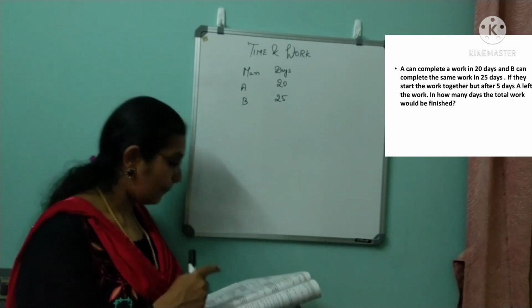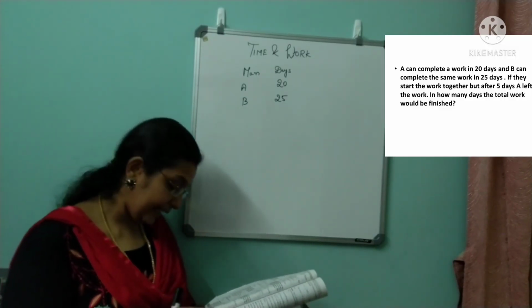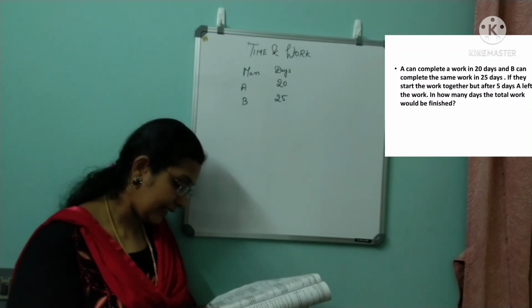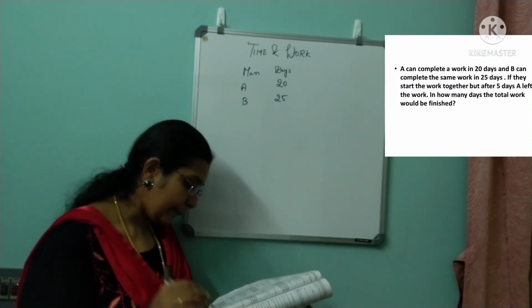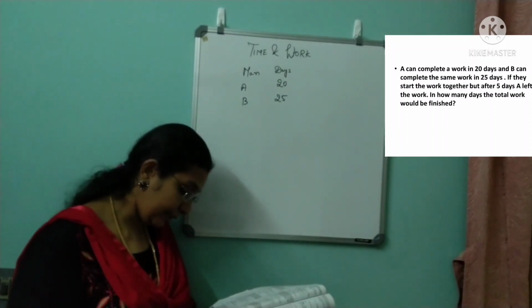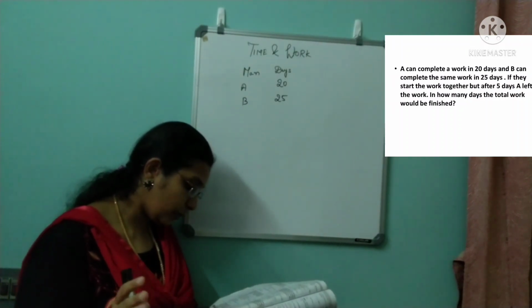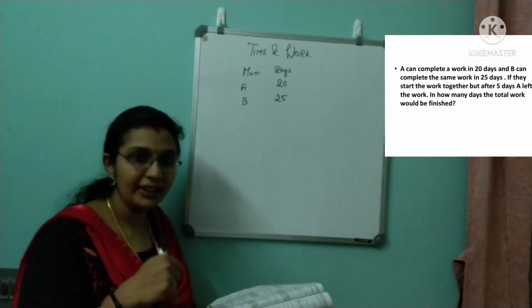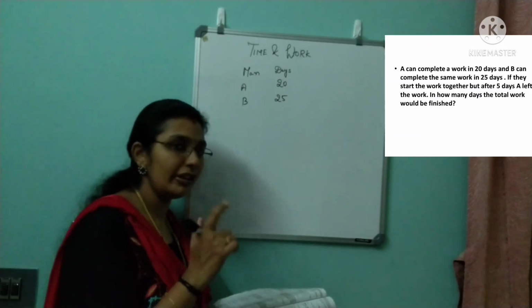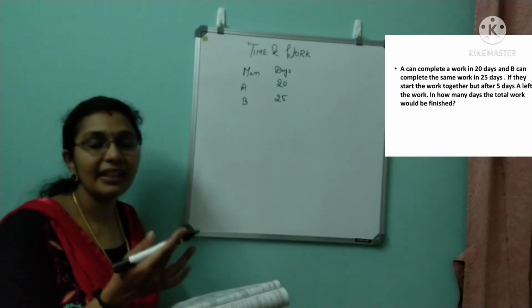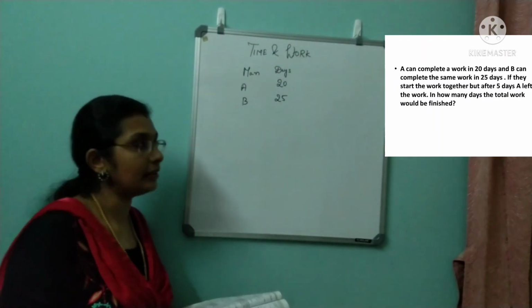Okay. A can complete a work in 20 days and B can complete the same work in 25 days. They start the work together, but after 5 days, A left the work. In how many days the total work would be finished? So someone leaving. Related to that question, how we will solve, we'll see. Okay. So using LCM method and solve, you try using fraction method too.